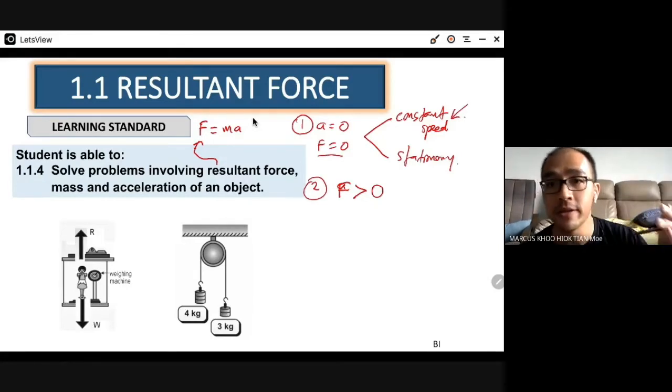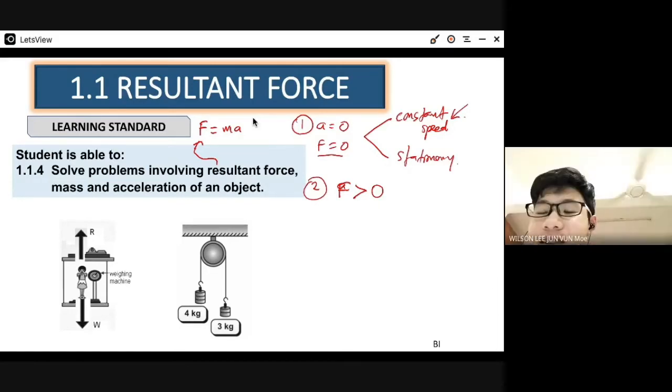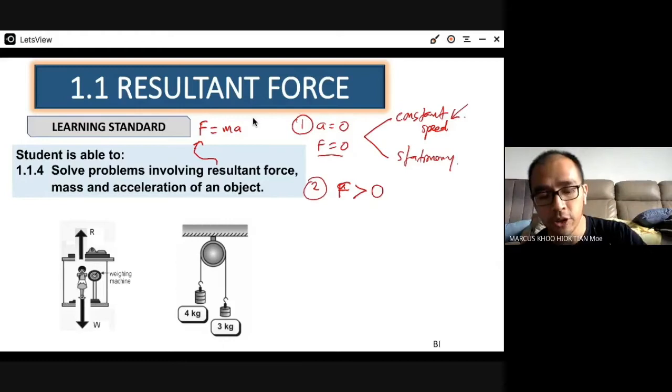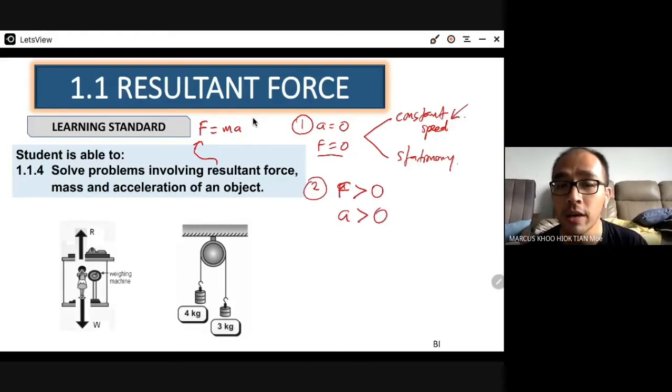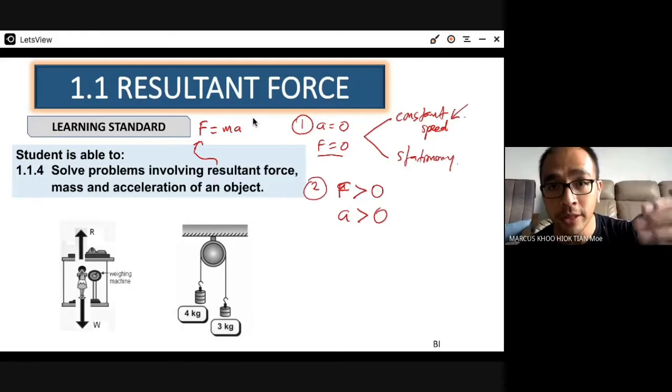Now I have a resultant force. Acceleration. Okay, very good. So there is going to be an acceleration. Very important: if there is a resultant force, there is an acceleration. If there is no resultant force, there is no acceleration, but it may still be moving.